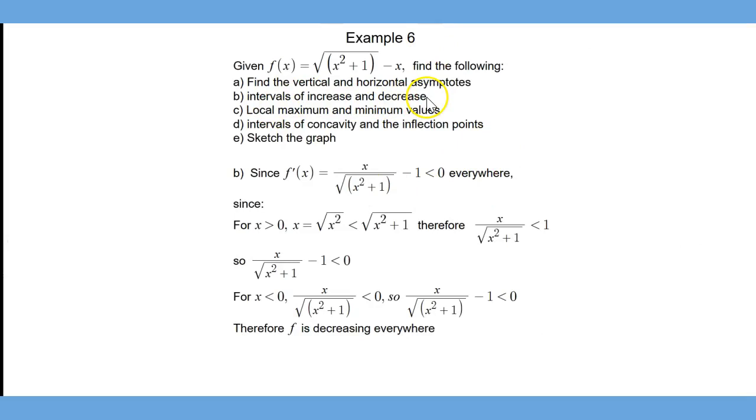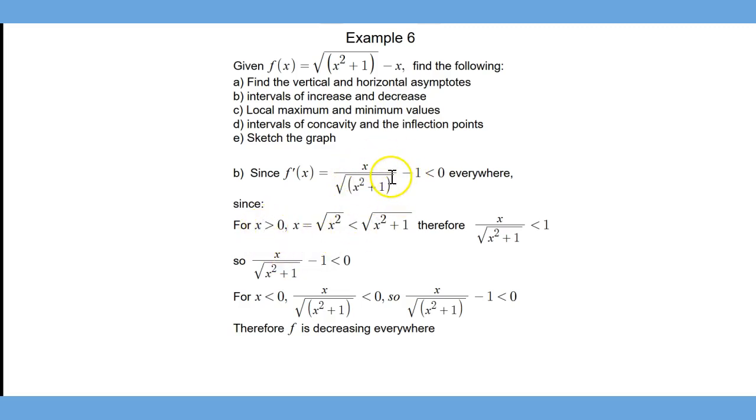To find the intervals of increase and decrease and the local max and mins, I'm going to find the first derivative. And so notice the first derivative is less than 0 everywhere. And the reason is that this term is less than 1 everywhere. And that's because notice that I have x squared plus 1 in this square root in the denominator. So this is always going to be larger than x. So this whole expression will be less than 1. So that's going to be less than 0 everywhere, which tells me my function is going to be decreasing when x is greater than 0.